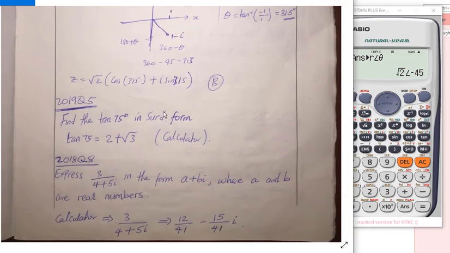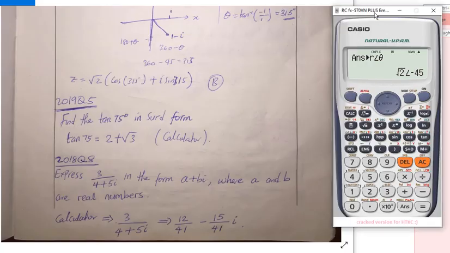2019 question 5 is another one. This one is very straightforward. When you see any value they are giving, maybe you are told to evaluate tan something or sin something or cos, maybe cos 315, press it on the calculator directly and check. Don't waste time doing this thing.